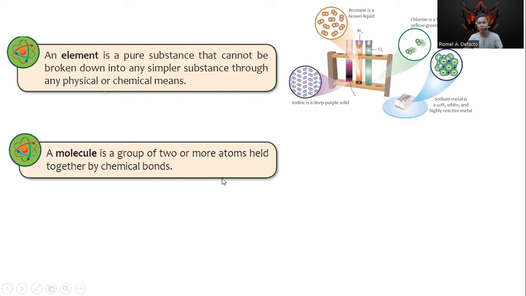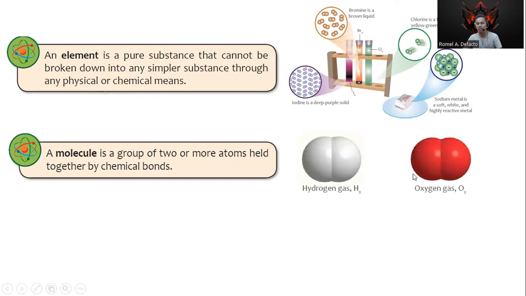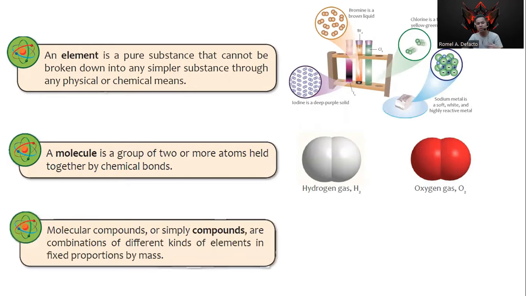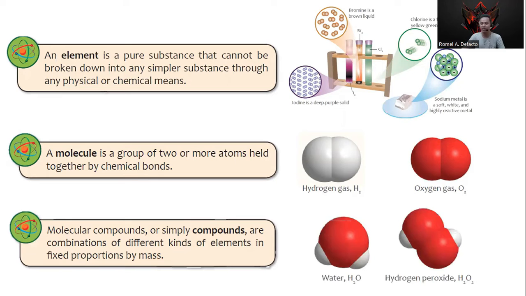Second, we also have the term molecule, which is basically a group of two or more atoms held together by chemical bonds. These are hydrogen molecules and oxygen gas molecules. The third term is a compound. Molecular compounds, or simply compounds, are combinations of different kinds of elements in a fixed proportion by mass. Compounds are also considered molecules because they are two or more atoms held together. For example, we have water and hydrogen peroxide.